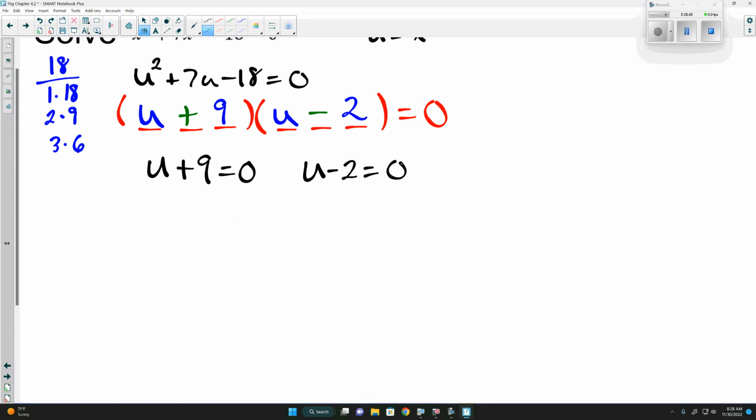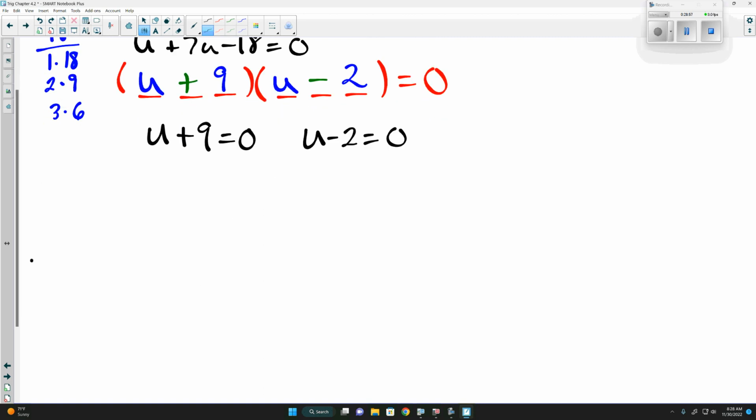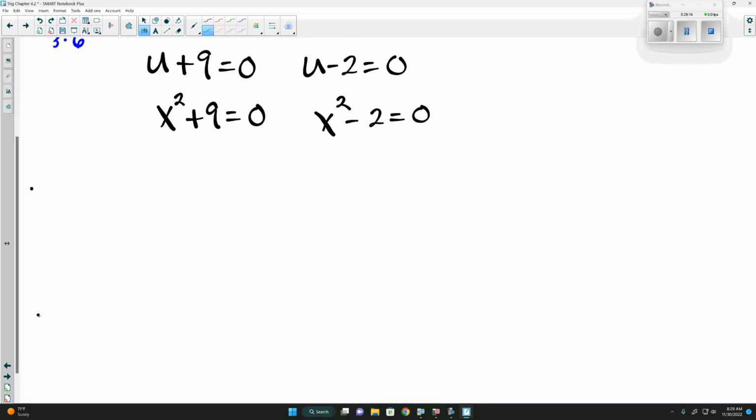Now this one here would have actually given us 2 real solutions. Well, 2 integer solutions to be more precise. And the reason I say that is because once we get it here, we know that u is just taking the place of x squared. x squared plus 9 is going to have 2 nice numbers. We'll also have x squared minus 2 is equal to 0. Now we just need to solve.